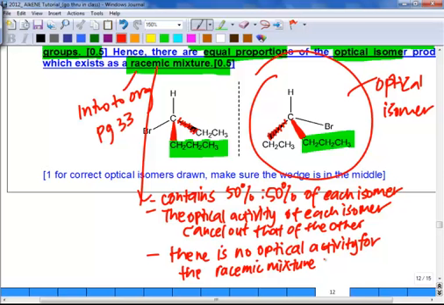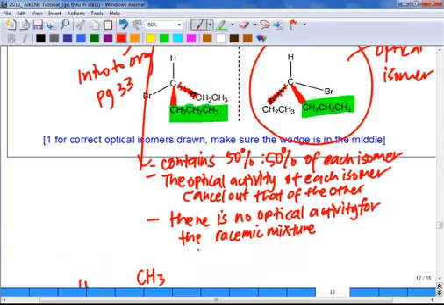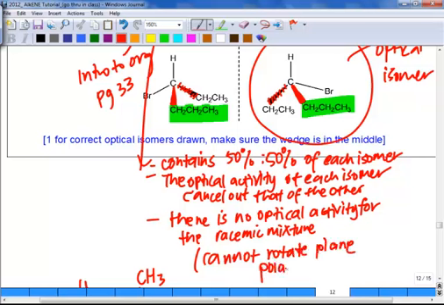So over here, one of these is optically active. The other one is also optically active, but put together 50-50, overall it is not optically active, because it cannot rotate plane polarized light. Is it okay, everybody? Yes.